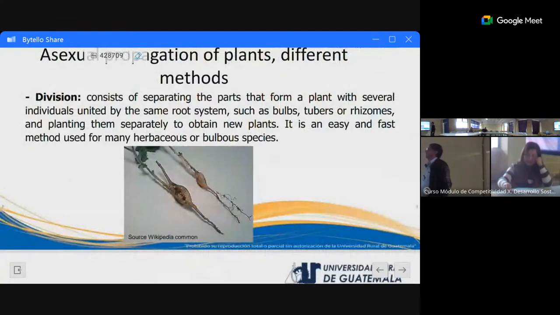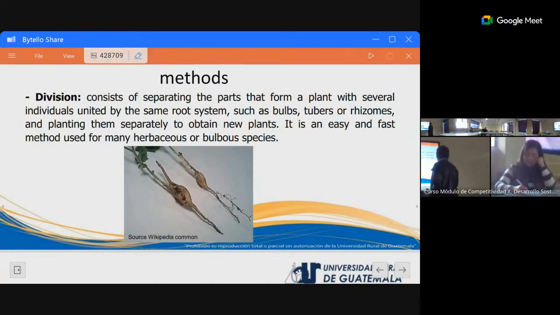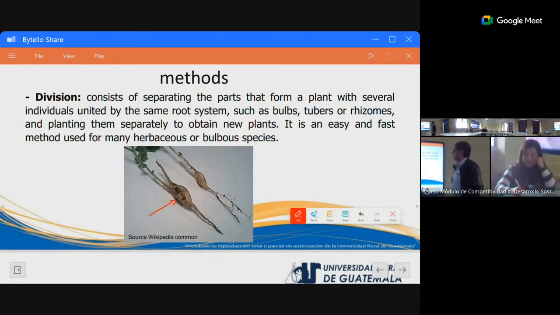And the other method to obtain a new plant using asexual reproduction is division. It consists of separating the parts that form a plant with several individuals united by the same root system. You can check here that we have two plants or two branches united in one root. If we separate here, we will obtain a new plant like the one that we see aside the previous one. This is another asexual method to obtain new plants.